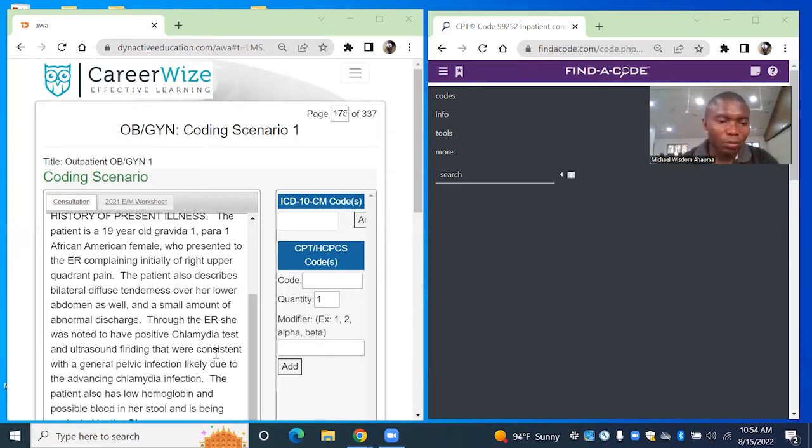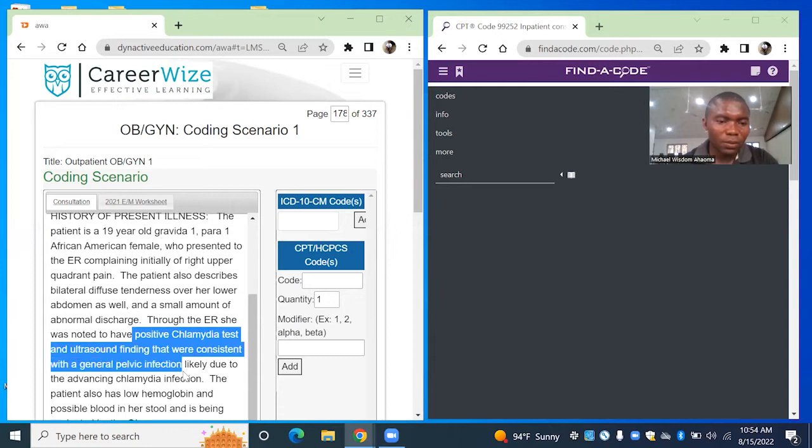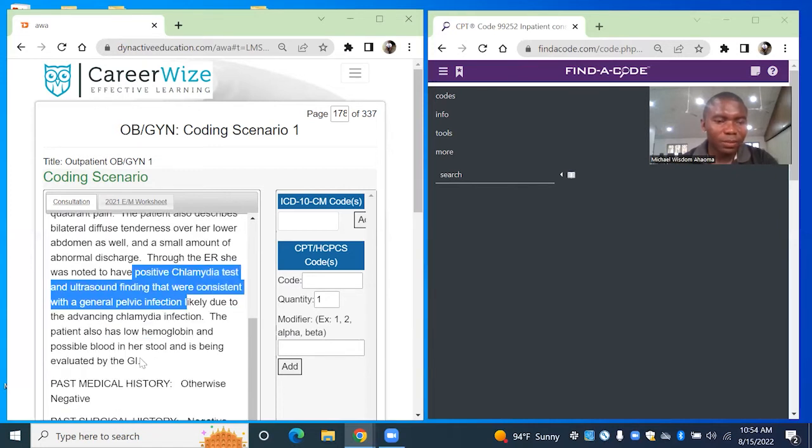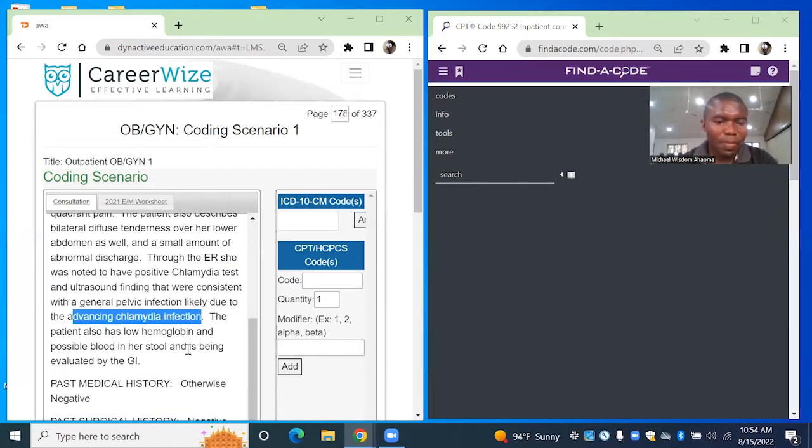Through the emergency room, she was noted to have a positive chlamydia test. Please take note here: an ultrasound finding was consistent with a general pelvic infection, likely due to the advancing chlamydia infection. The patient also has low hemoglobin and possible blood in her stool and is being evaluated by a gastroenterologist.